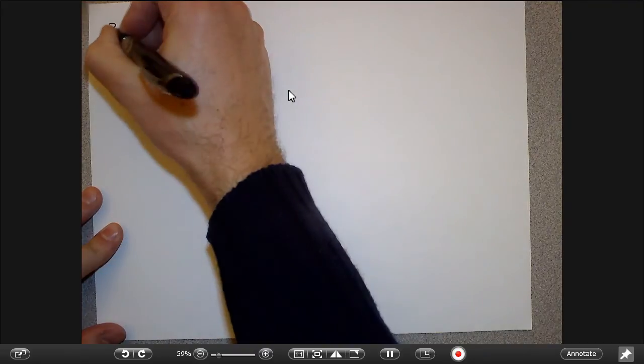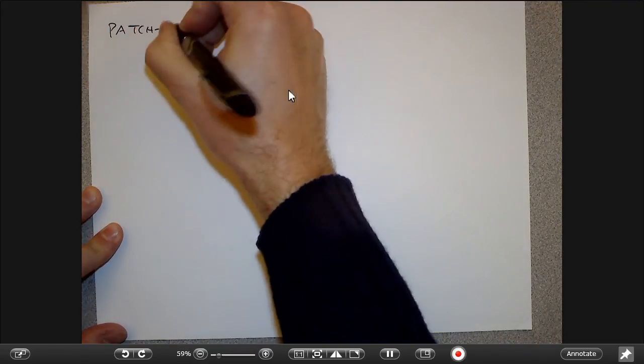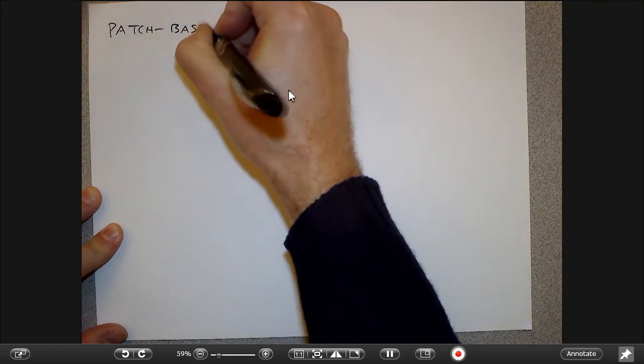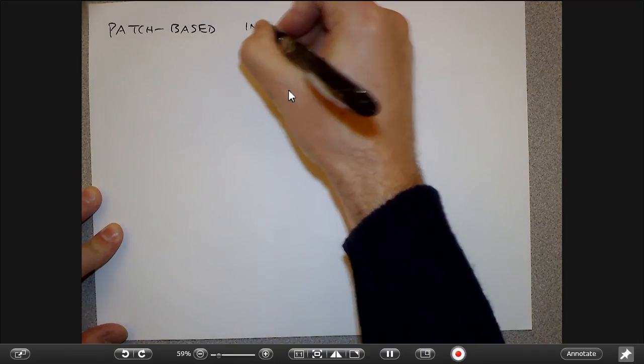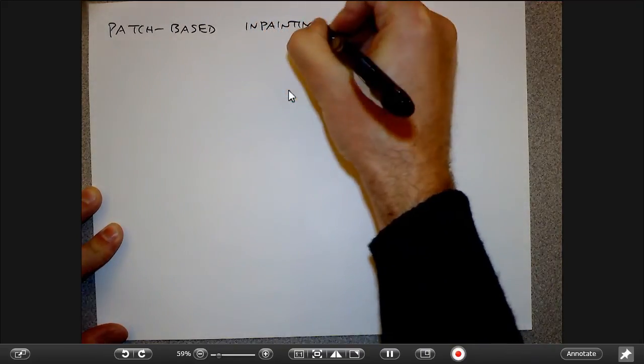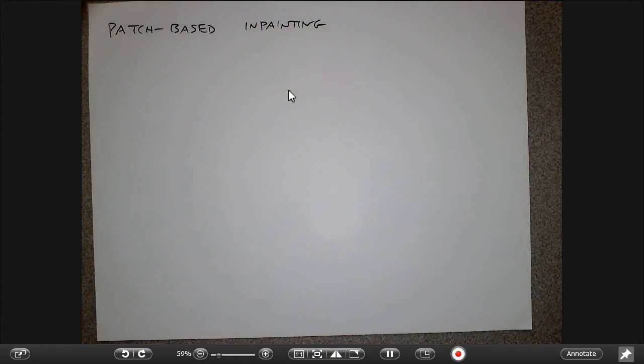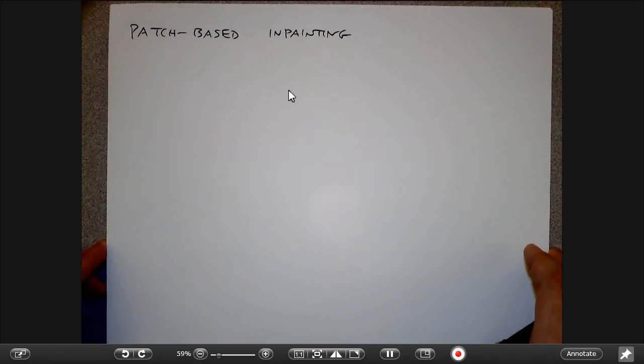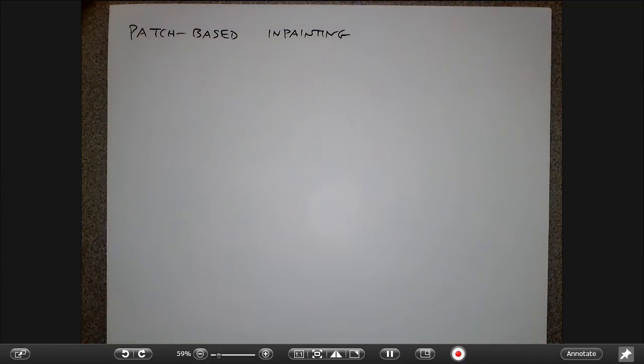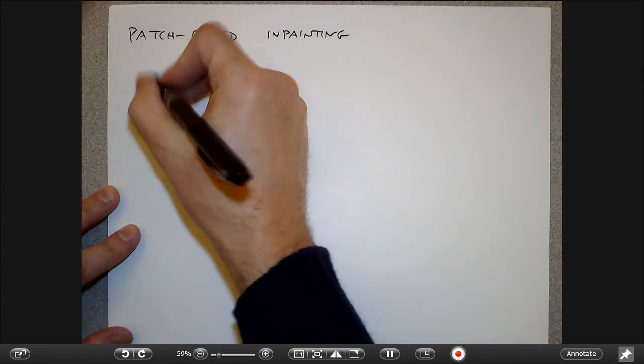So I would call this basically patch-based inpainting. And really the canonical algorithm for this was proposed by someone called Criminisi. Okay, so I already kind of told you in words the basic idea, but here it is as a kind of pseudocode.